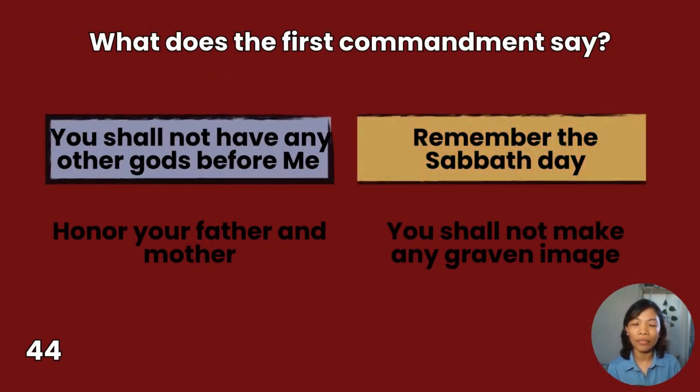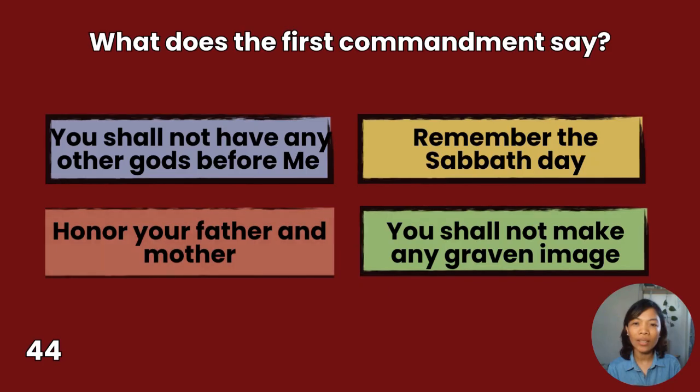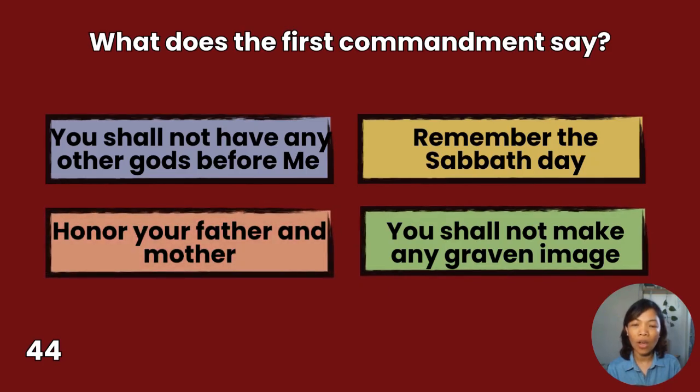44. What does the first commandment say? You shall not have any other gods before me. Honor your father and mother. Remember the Sabbath day. You shall not make any graven image. You have 10 seconds to answer.